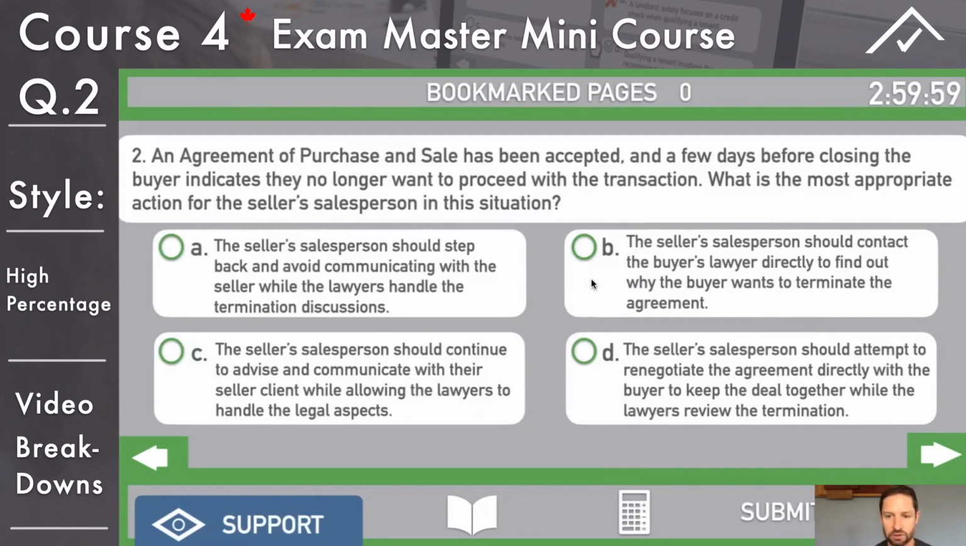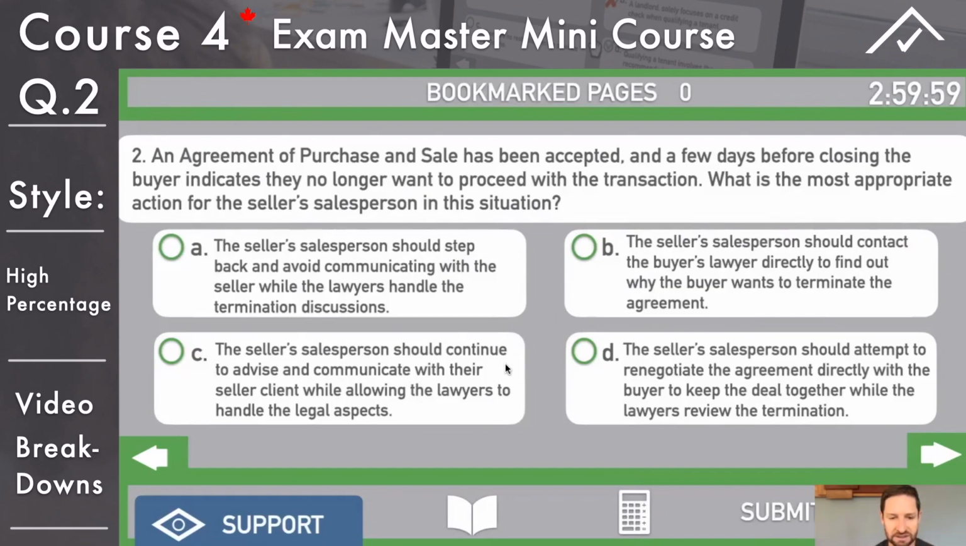B, the seller's salesperson should contact the buyer's lawyer directly to find out why the buyer wants to terminate the agreement. The seller's salesperson, like put yourself in the situation. You're the seller's salesperson. You're not contacting, right? You do not bypass the other parties to their representation, right? You don't do that. You don't reach out to their lawyers, that's for sure. You just work with your clients.